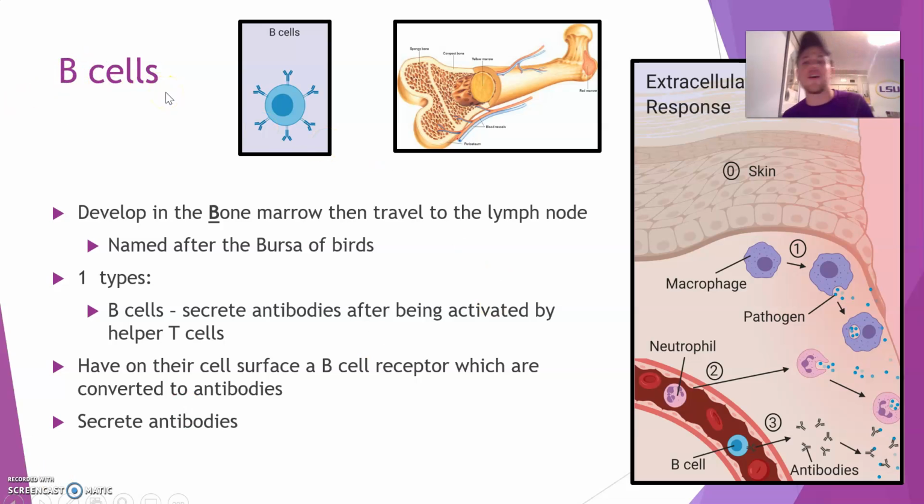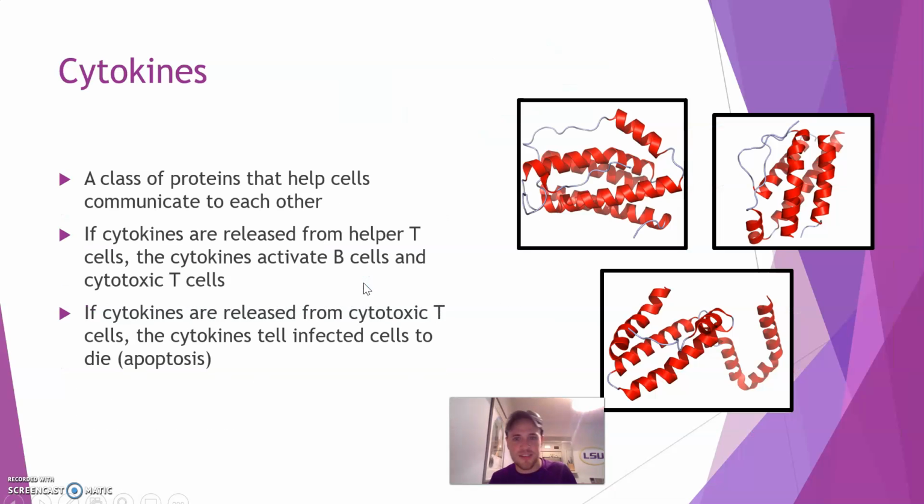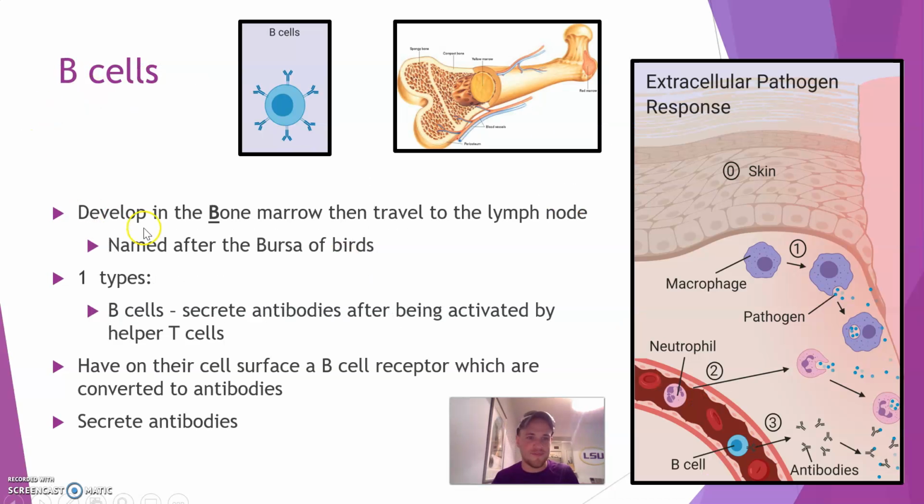All right, so the next thing we're gonna talk about, that's my little TED Talk for cytokines and apoptosis. All right, so that's the role of T cells, right? So T cells, they secrete cytokines and they either help activate T cells and B cells, while cytotoxic T cells go into the tissue and kill infected cells.